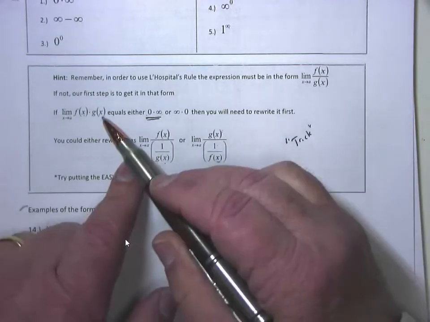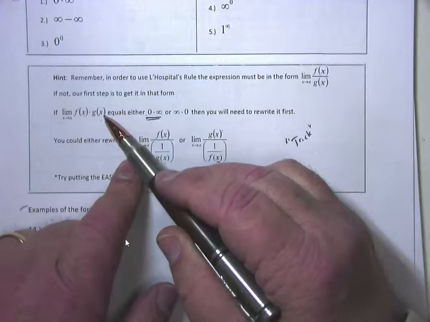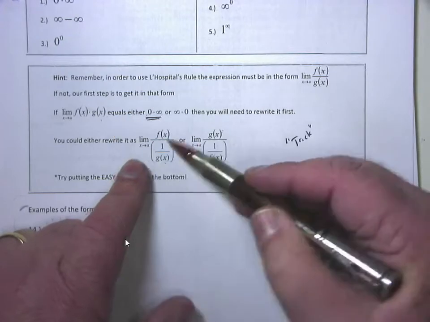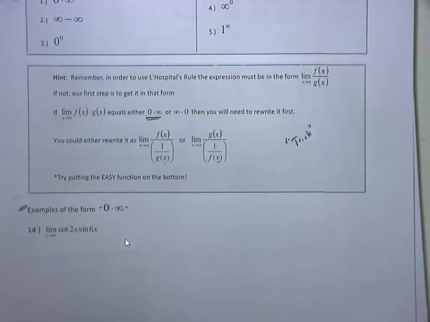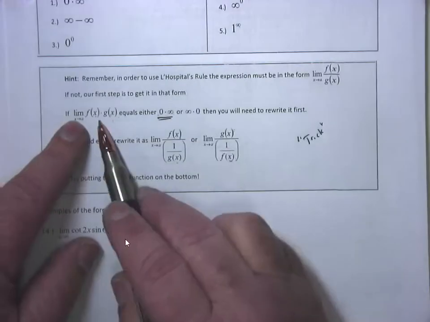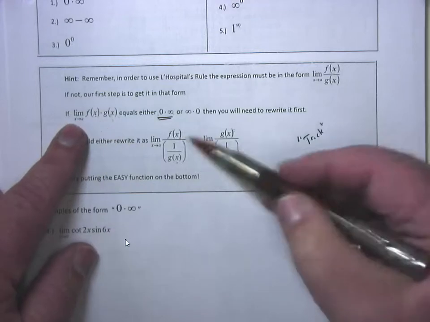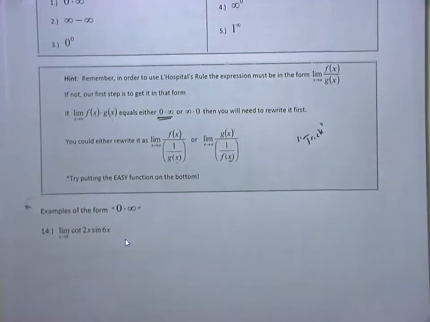Or maybe it'll be easier for you to stick g of x, the other one, on the bottom. Fine. You put g of x on the bottom, it becomes 1 over g of x in the denominator, because when you divide by a fraction, you invert and multiply. So these are exactly the same thing. But this will put it in L'Hopital's rule format, so you can take the derivative of the top over the derivative of the bottom and then redo your limit to get your answer.